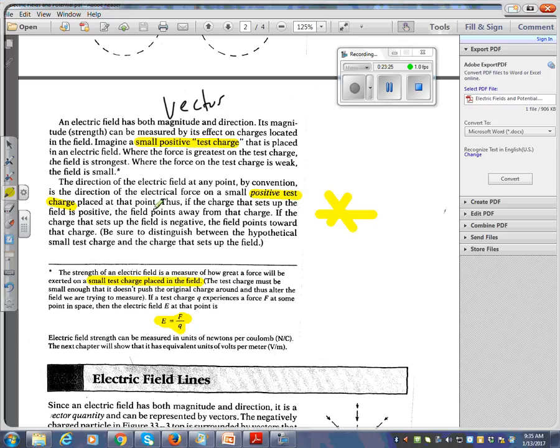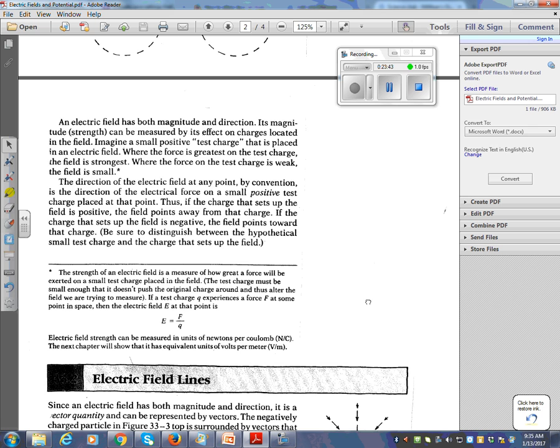If the charge that sets up the field is positive, the field points away from that charge. If the charge that sets up the field is negative, the field points toward that charge. Be sure to distinguish between the hypothetical small test charge and the charge that sets up the field. And I will be coming back to that again and again, as I always do. Cycle back. That's your first review of that.